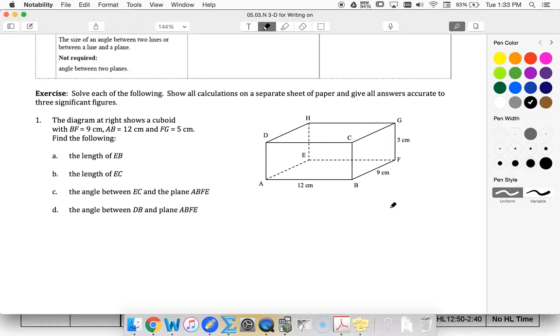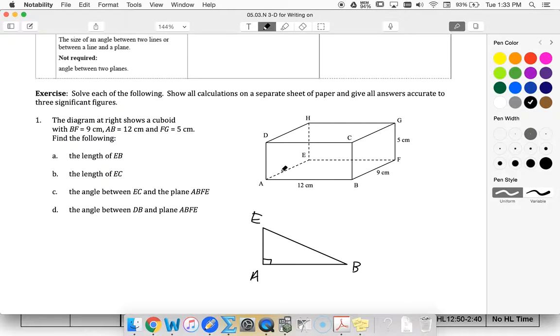First, I want to find the length from E to B. So E to B is the diagonal in this bottom face here. So I'm going to draw a separate triangle. I'm going to call it EAB. And I'm going to make it a right triangle because I know that that's made in a rectangle. So I know that down here, A is a right angle. And so I'm trying to find EB, so I'm going to put my E up here and my B here.